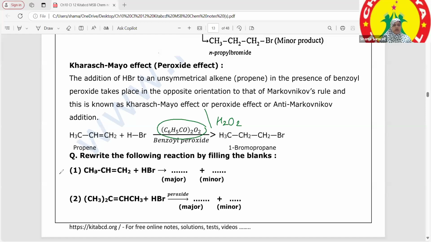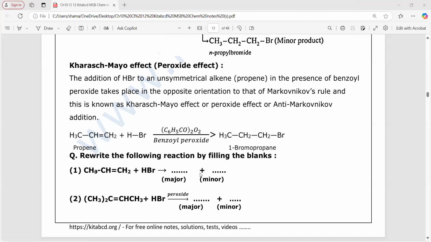The first one we have already gone through. For the second, write down the answer. Let me see whether you are able to write it or not. The major product will be the same for both 1 and 2? In the first, peroxide is not given, but in the second, peroxide is given. Let me see what answer you will write. In the first, peroxide is not there.